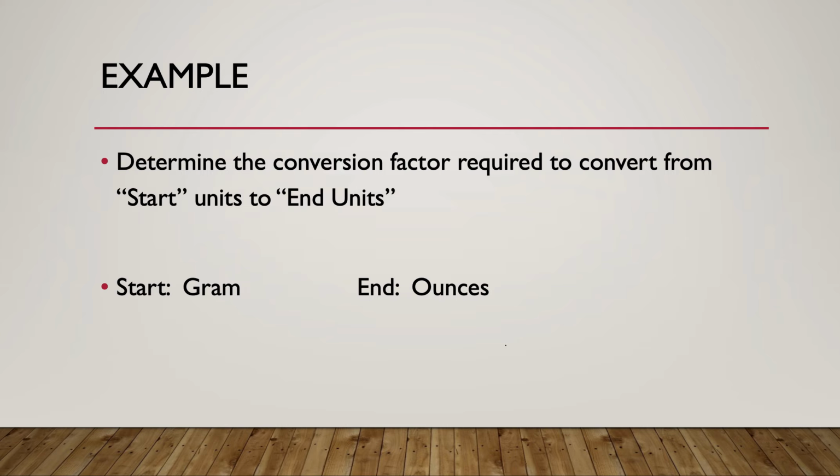All right, grams to ounces. All right, so again, if I do a little Google here and look for how many ounces are in a gram, I find that 1 gram is equal to 0.0353 ounces.